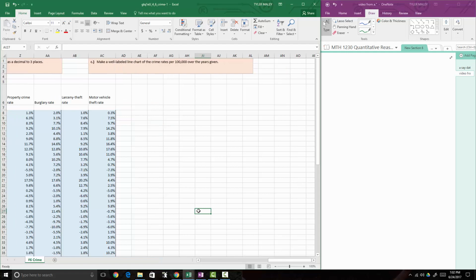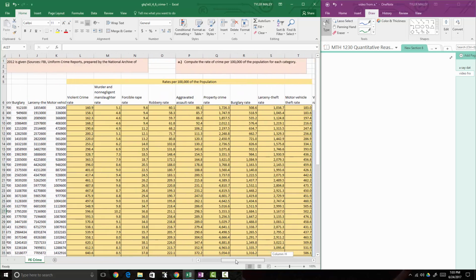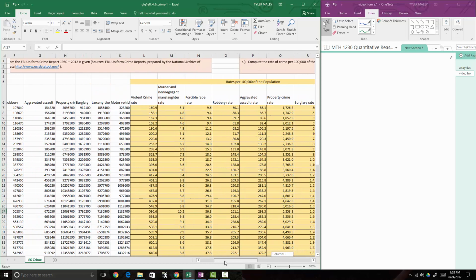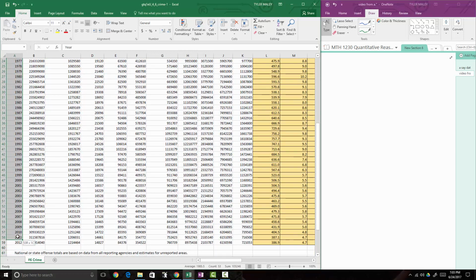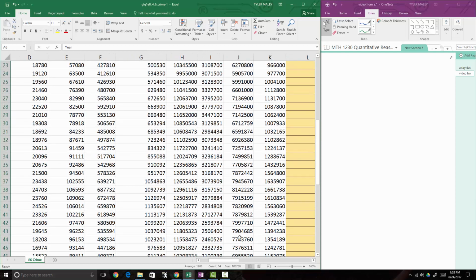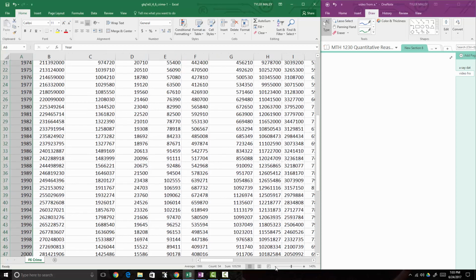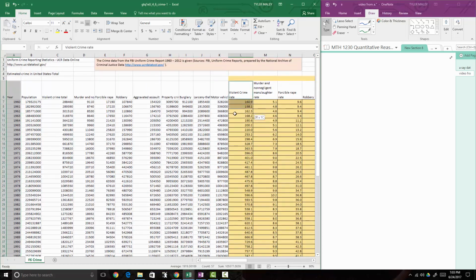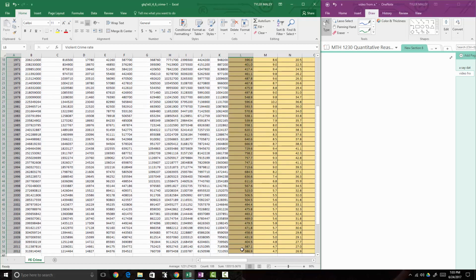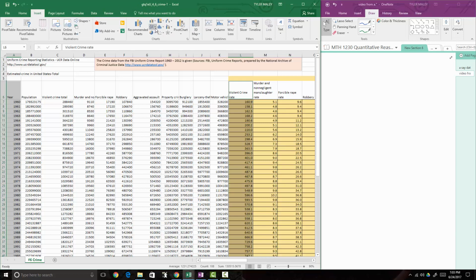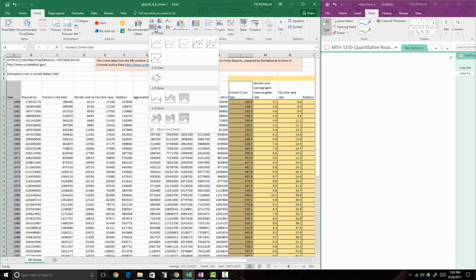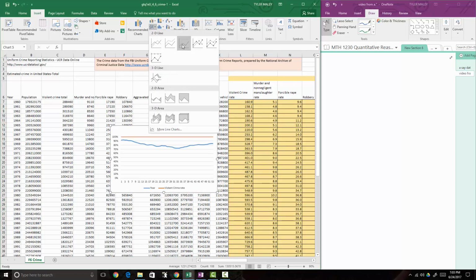So now part C says make a well-labeled line chart for the crime rates per 100,000 over the years given. So we want to make a line graph for violent crimes. So the first thing I would do is highlight the data for the years, and then if we hold down control, so I zoomed in there, I didn't mean to do that. If I hold down control, I can select this column also. So you hold down the control key to keep selecting. So I selected the years, and then hold down control, select the violent crime rate, right? And then if we go to insert, we want a line graph. So that's here. So we can pick a line graph, see which one seems to look the best.